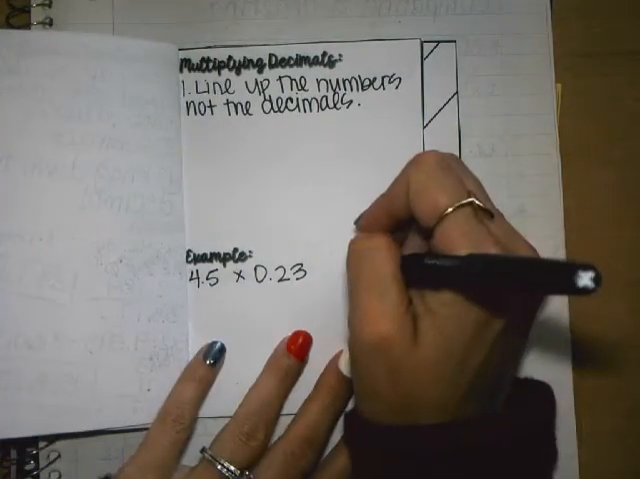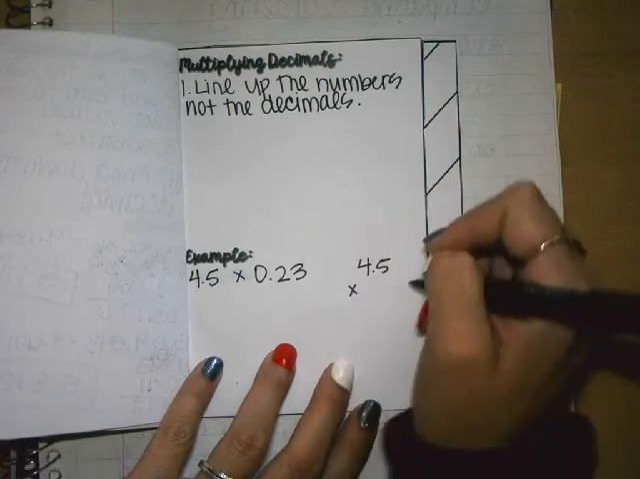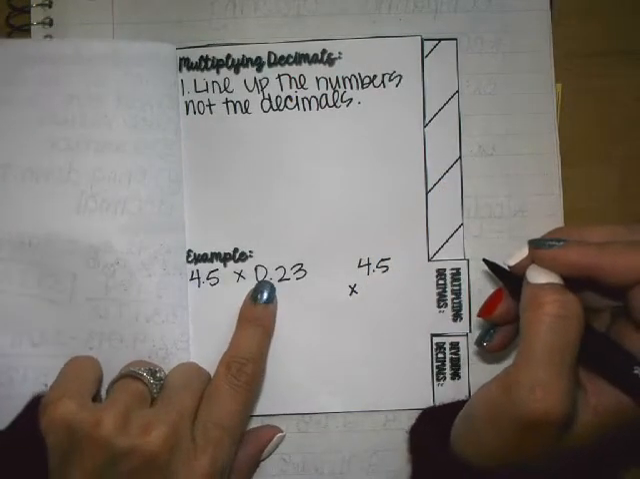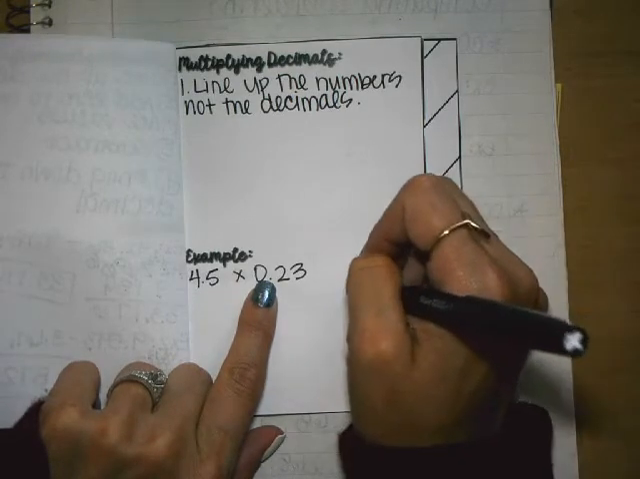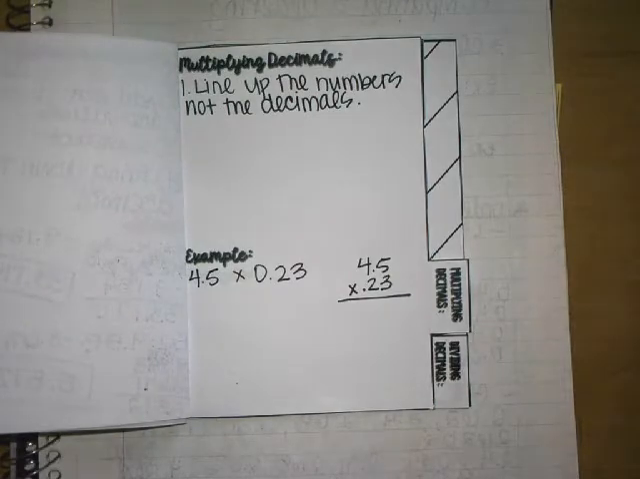So let's do that. We'll put 4.5 on top. And then do we need this 0, guys? No, so I'm going to leave off that 0 and I'm just going to put 0.23 down. I don't need that 0. Any questions about the first step?